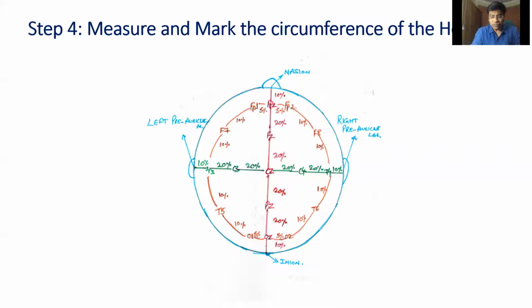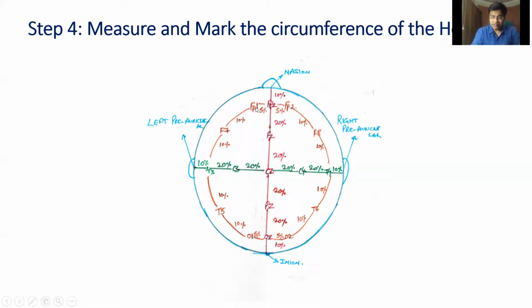One more thing I want to inform you about is that the left side of the hemisphere is always denoted by odd numbers, and the right side is always denoted by even numbers. That is the reason, if you see in the slide, we are moving from Fpz to Oz.